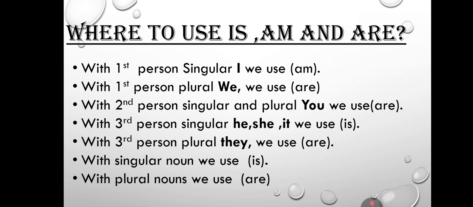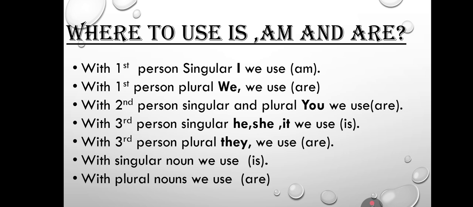With third person singular he, she, it, we use is. He is checking the copies, she is ironing the clothes. With third person plural they, we use are. They are doing their work, they are mopping the floor. Okay students, with a singular noun we use is. That means Ali is doing his work, Ali is watering the plants, Raza is cleaning the table.